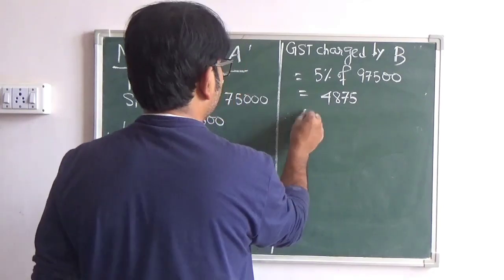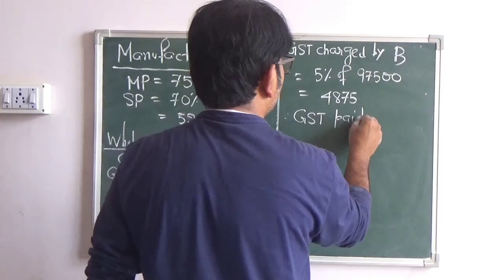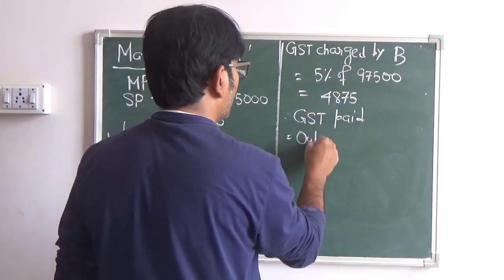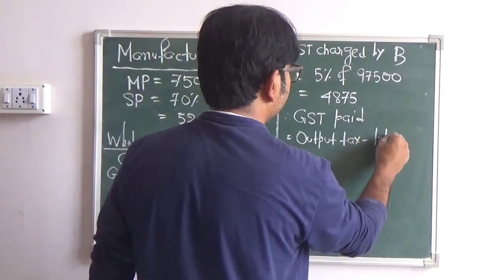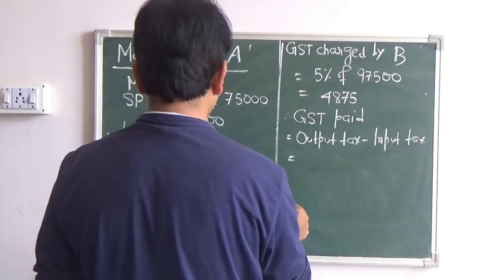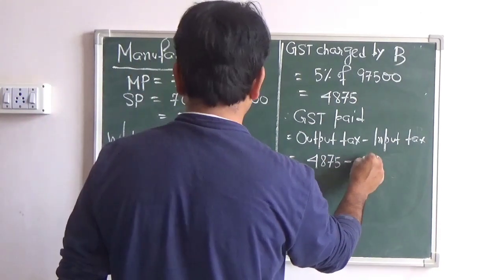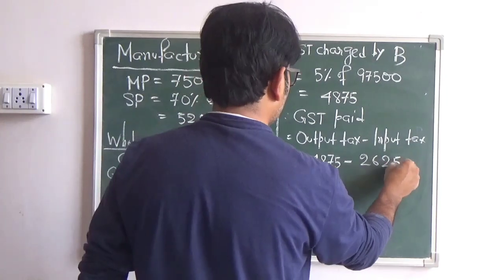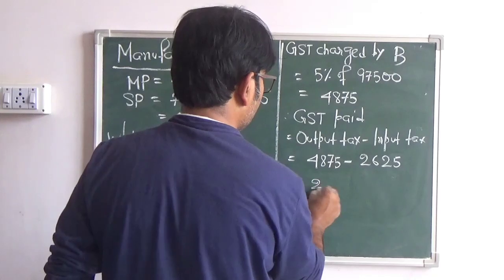So therefore, as usual, GST paid is equal to output tax minus input tax, and that is coming to 4875 minus 2625. That comes to 2250.